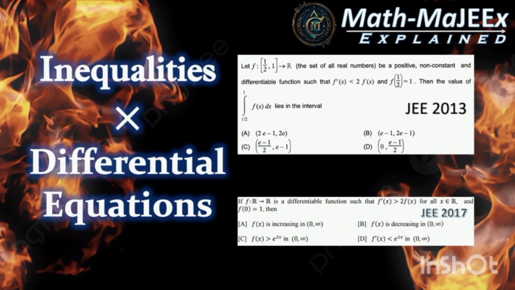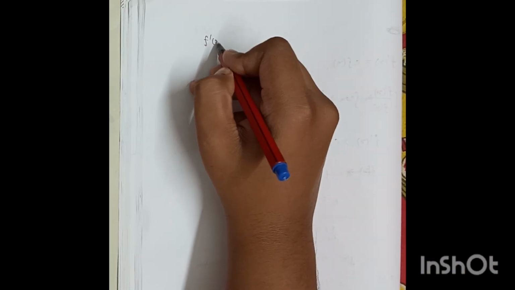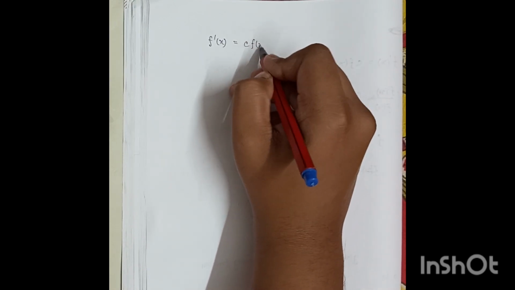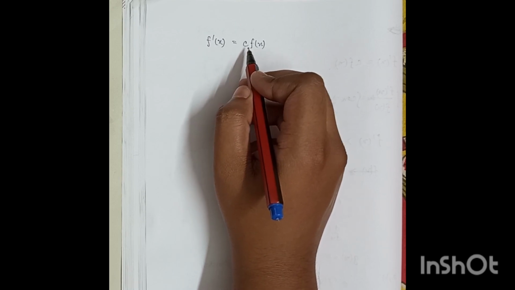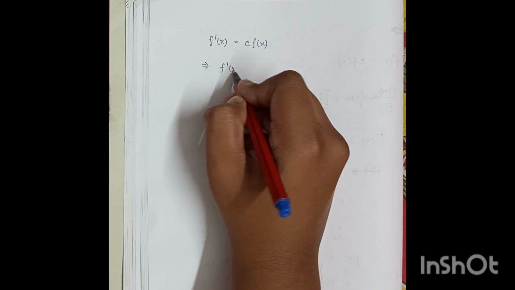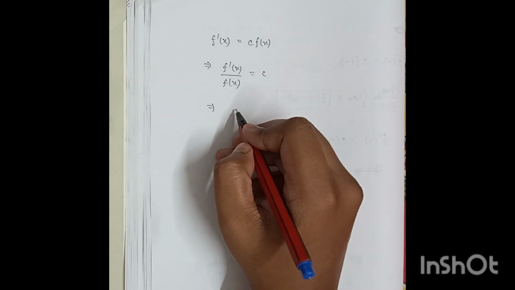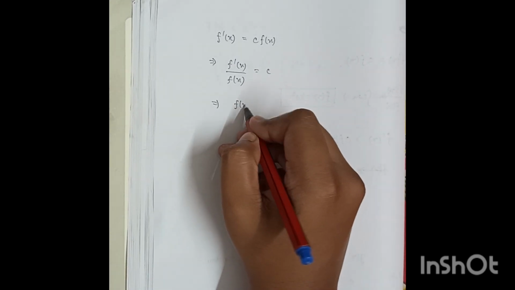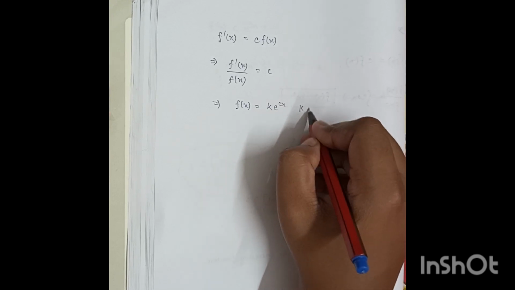Today we are going to discuss the concept of inequalities in differential equations. Suppose we are given a differential equation in this format, like f'(x) = c times f(x). As there is an equality between the left hand side and right hand side, we can directly solve this. f'(x) by f(x) is equal to c, and so if we integrate both sides with respect to x, we will get f(x) is k times e to the power cx, where k is a constant.